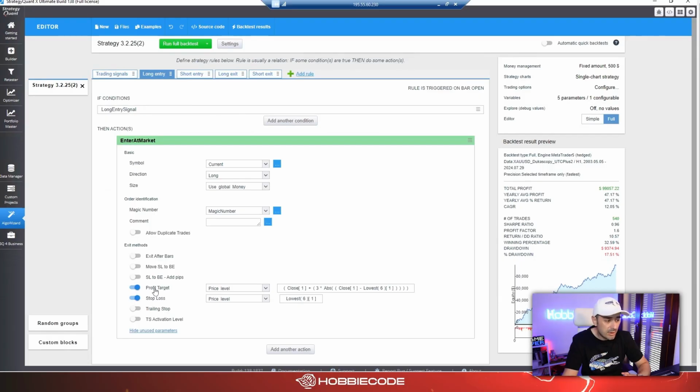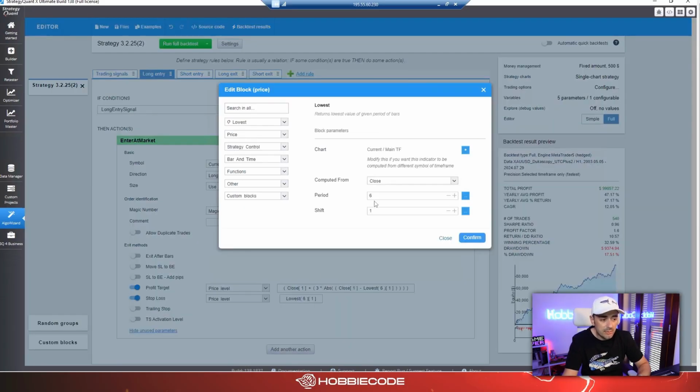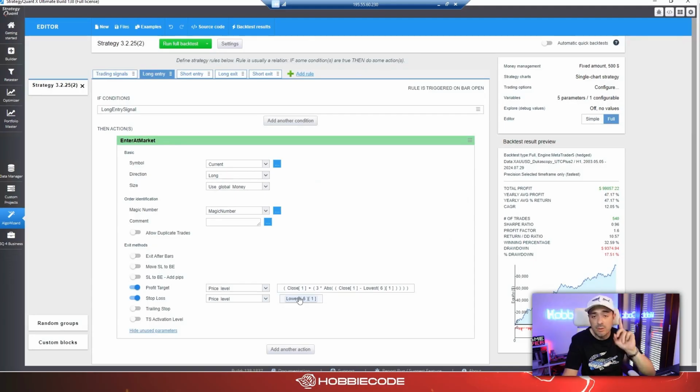Where do I have the exit defined? Here. Profit target and stop loss. Stop loss price level: the lowest of the last 6 candles, okay? The minimum close of the last 6 candles, not the minimum of the minimums, but the minimum of the last 6 closes. Pay attention to this. And then I simply put a mathematical formula here to multiply by 3 what we risk by the stop loss. Basically, we add 3 times the stop loss to the entry price, which is the close.